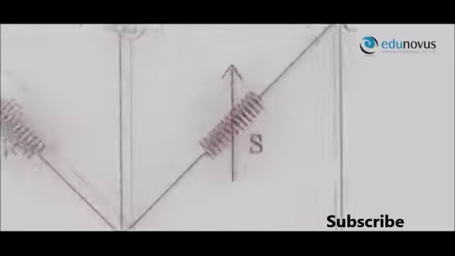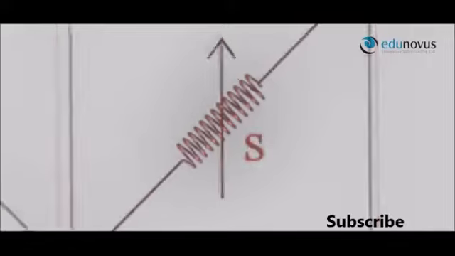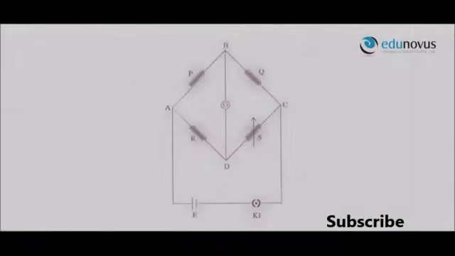Now, adjust the variable resistance S until the deflection in the galvanometer becomes null. While there is no current through the galvanometer, the bridge is said to be balanced. That is, the voltage difference between point B and D is 0. At this condition, the current flowing through the resistance P and resistance Q is I1, and the current flowing through the unknown resistance R and through resistance S is I2. As we said earlier, the points B and D are at the same potential.